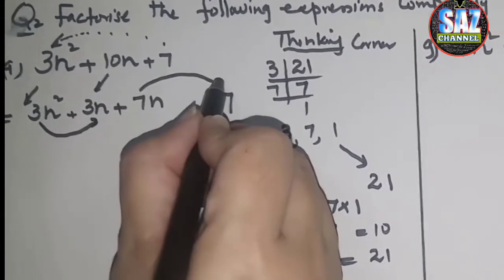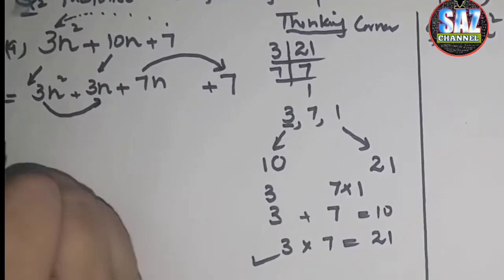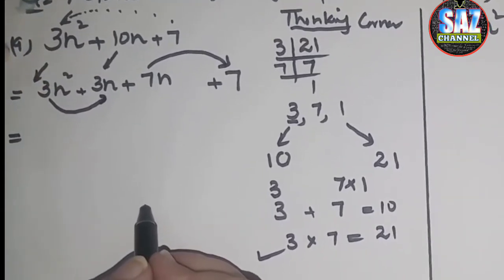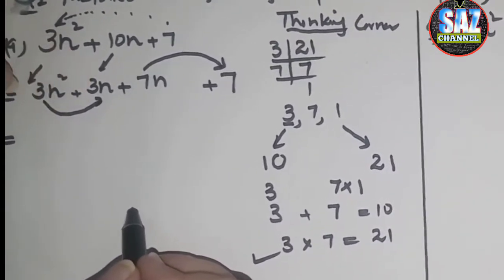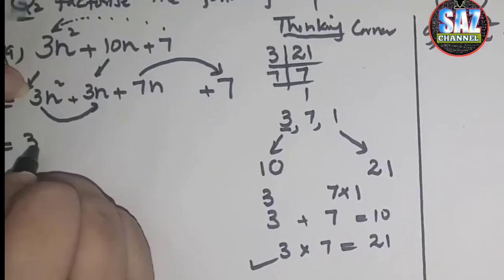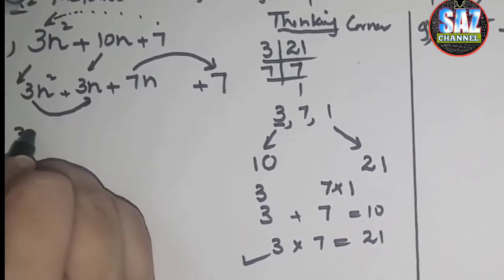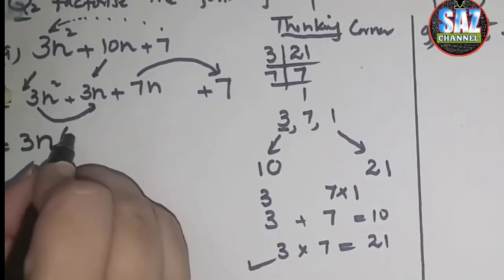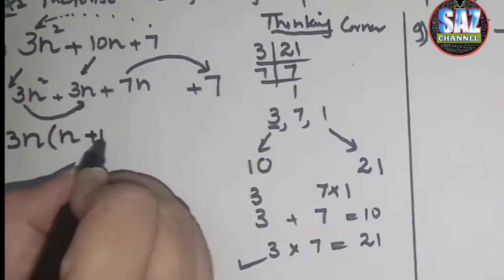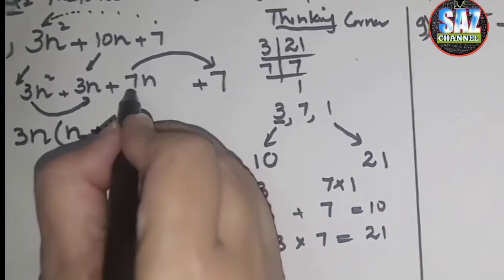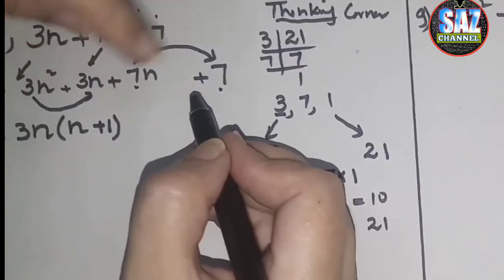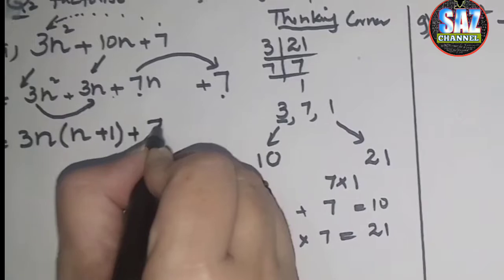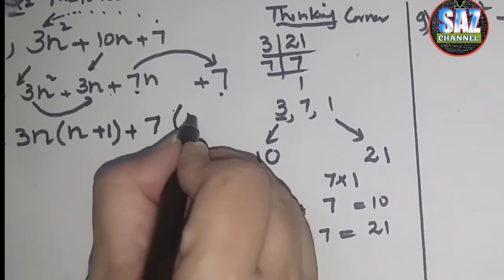I have to make two groups from these 4 terms, and then from each group I have to see what can be taken as a common factor. Now see carefully. Here 3 as the number is common, and looking at the variables I can see n is also common, so I will take 3n outside, and from the first group I will be left with n plus 1. Coming to the second group, I can see that from the numbers 7 is common and the plus sign is common with both the terms, so I will take 7 as a common factor, and inside the bracket I will be left with n plus 1.